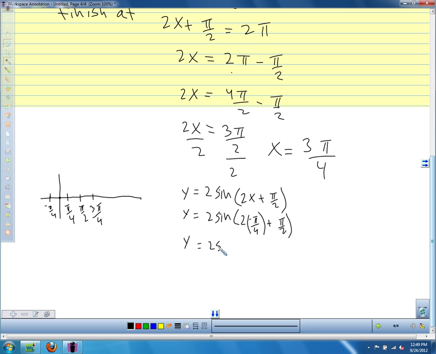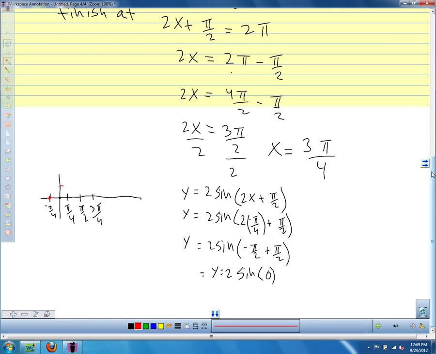So I get y equals 2 sine of 2 times negative pi over 4, which is negative 2 pi over 4, or negative pi over 2, plus pi over 2, which is y equals 2 times the sine of 0. What's the sine of 0? 0. So I start here at 0, and we know the pattern, right?